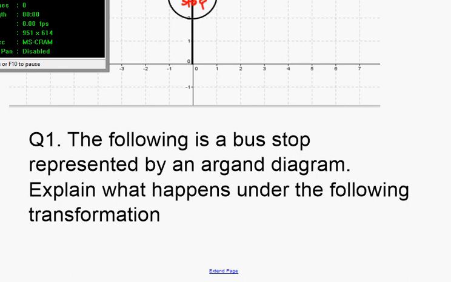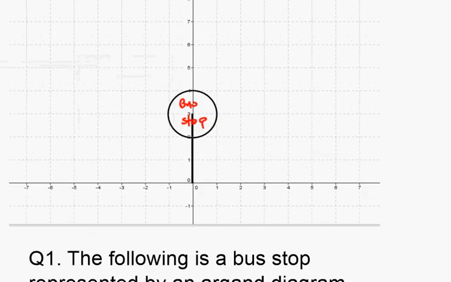Hey guys. The following is a bus stop represented on the Argand diagram. If we take several positions on the bus stop, point A is 0, 0, or represented by 0 plus 0i.